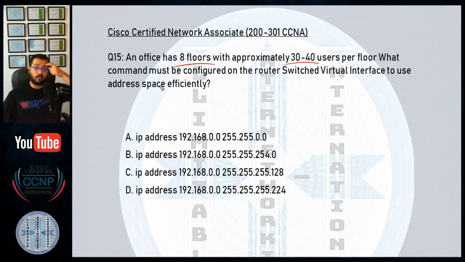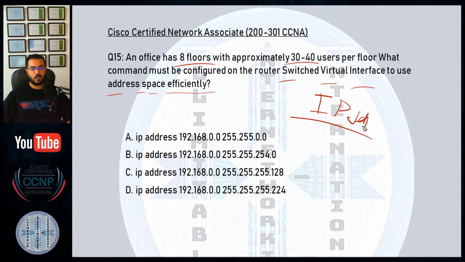What command must be configured on the router SVI, switch virtual interface, that we did a lab on at the end of the CCNA exam complete course, the English one? Which command must be configured on the router SVI to use address space efficiently? Actually, the question means design an IPv4 block that will cover the entire office.